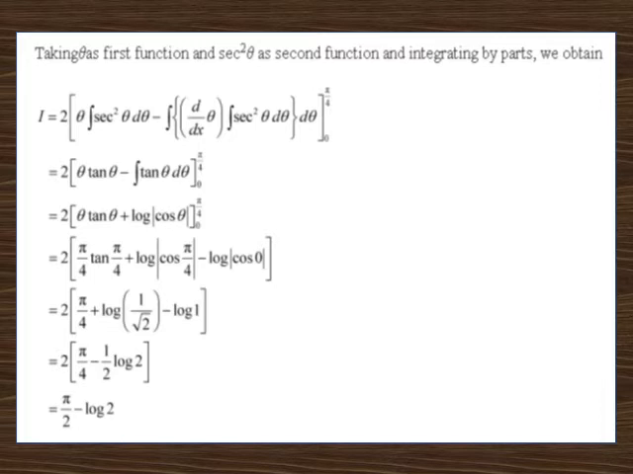So we are getting 2 [theta tan theta plus log cos theta] from 0 to pi by 4. After putting the limits, we get 2 into pi by 4 tan pi by 4 plus log cos pi by 4 minus log cos 0. So we get 2 [pi by 4 plus log 1 upon root 2 minus log 1]. So we are getting 2 [pi by 4 minus half log 2], which gives pi by 2 minus log 2 as our final answer. Clear? So we have applied integration by parts in this sum also. So pause and note down the sum.